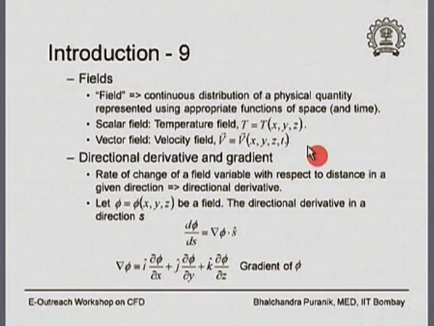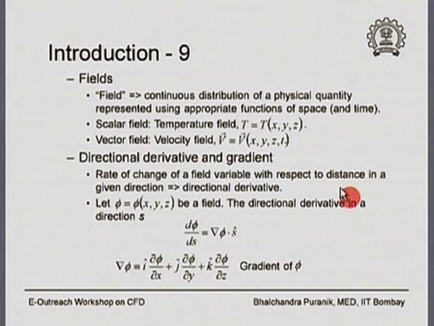Once we have defined this field, we are in a position to talk about the directional derivative and what is called the gradient. So directional derivative, as the name implies, is simply the rate of change of a field variable with respect to distance in a particular direction. That is simply called the directional derivative.